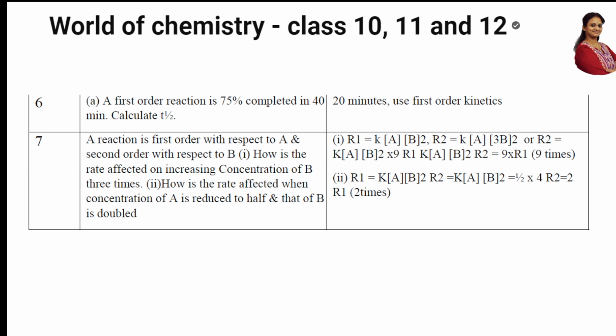Using the first order reaction, you have to apply first order kinetics. That is what they gave. Your T half is equal to 0.693 by k, in case they write that, you're going to use that. And one more question based on that.